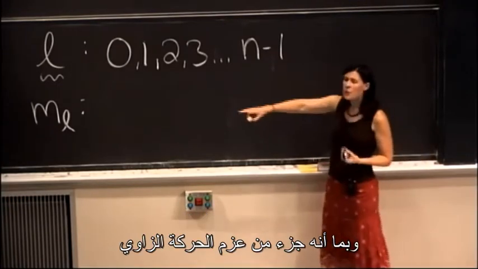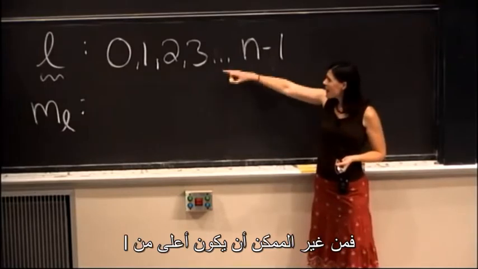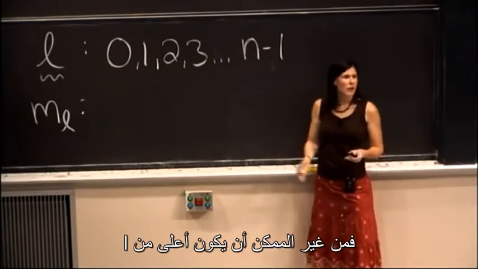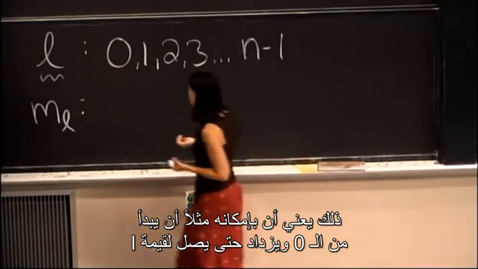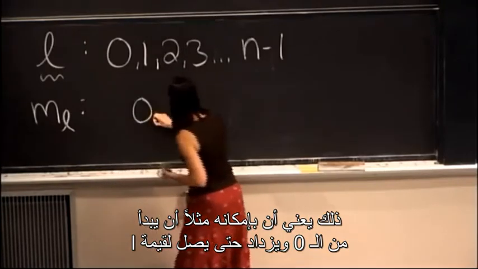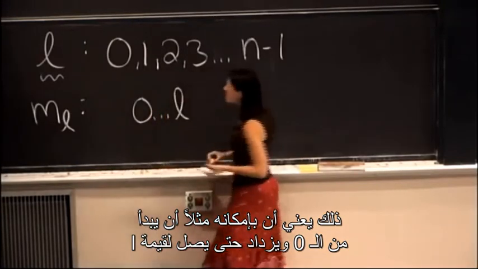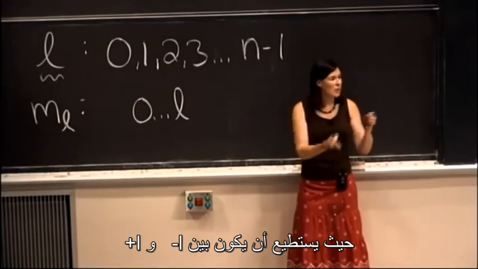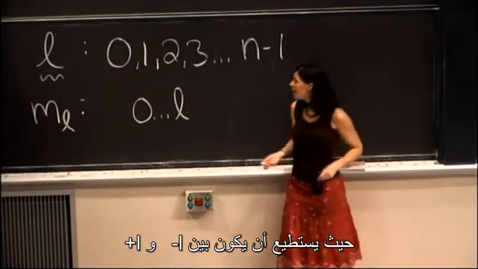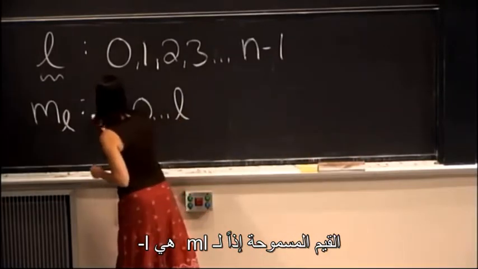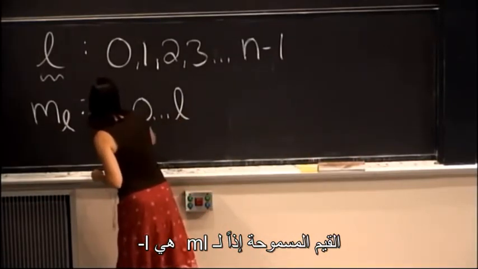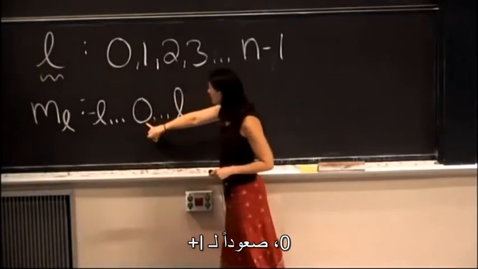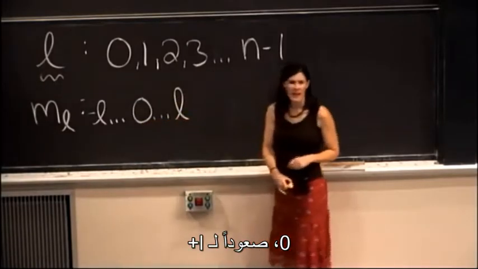So since it's a component of the angular momentum, that means that it's never going to be able to go higher than L is. So it makes sense that, for example, it could start at 0 and then go all the way up to L. But since it is a component, it can have a direction too, so it can go between negative L and positive L. So the allowed values for m sub L are going to be negative L all the way up to 0 and then up to positive L.